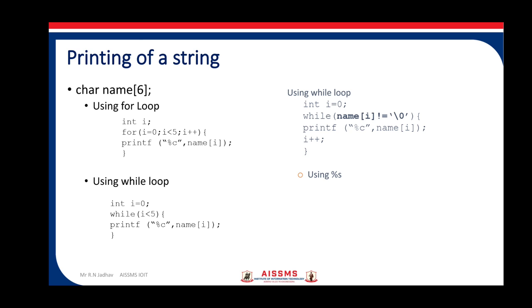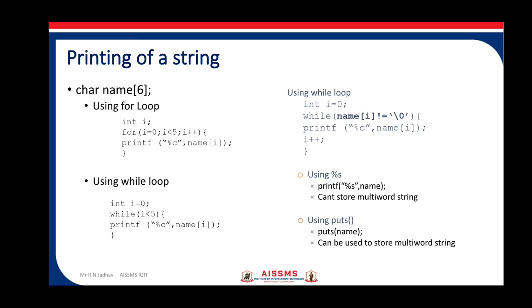Next, you can also use %s in the printf statement and print the value of the string. Again, it will not print a multi-word string. So for that you need to use the function puts. If your string is having multiple words separated by a space, you can use the puts function and the name of a string.